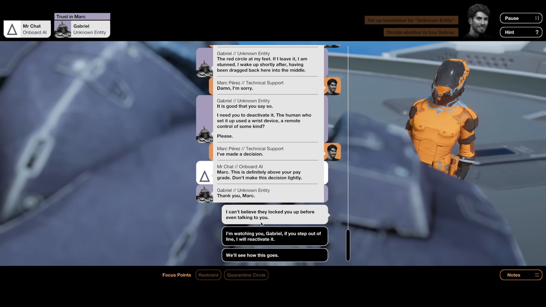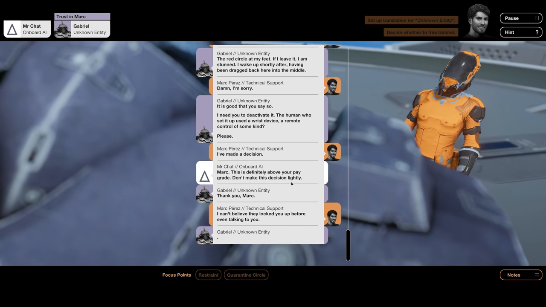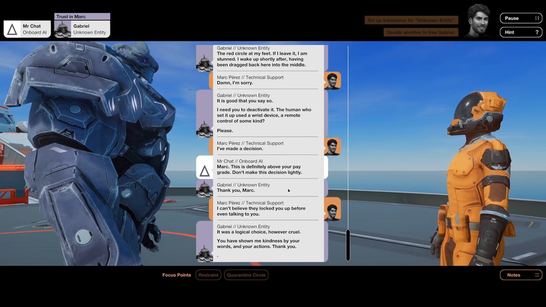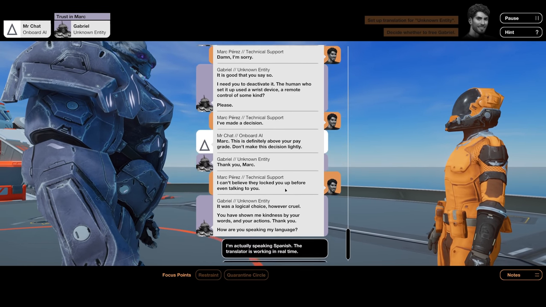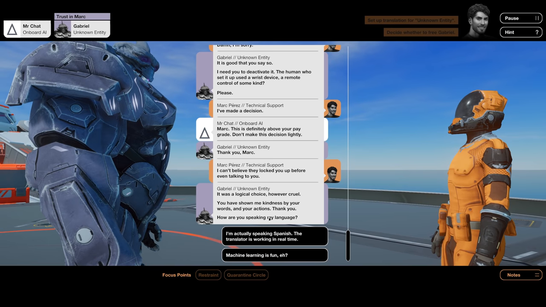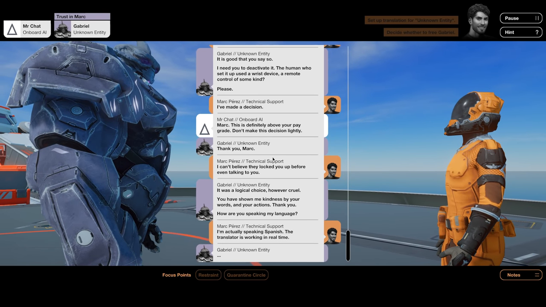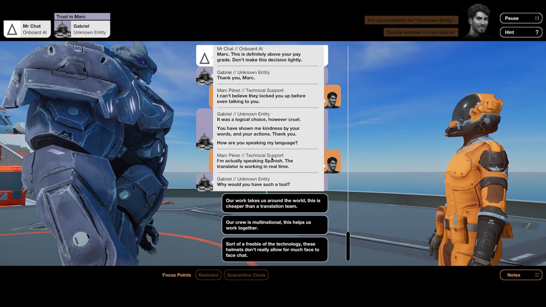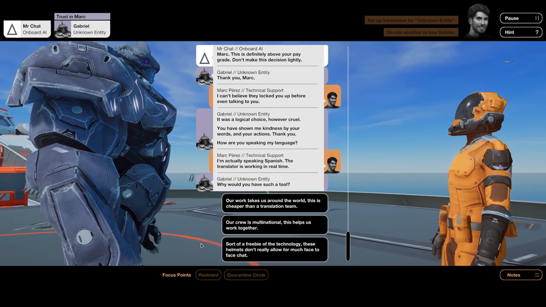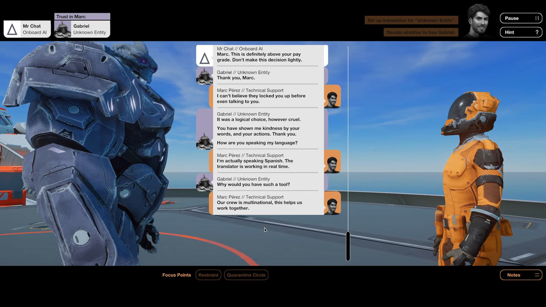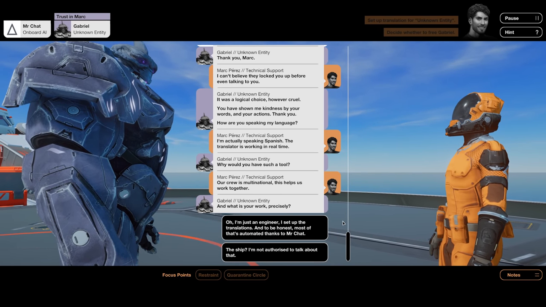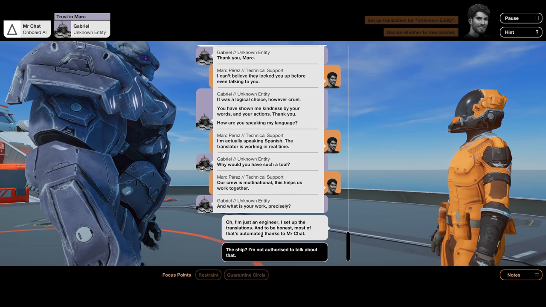I can't believe they locked you up before even talking to you. It was a logical choice, however cruel. You have shown me kindness by your words and your actions. Thank you. How are you speaking my language? I'm actually speaking Spanish. The translator is working in real time. Why would you have such a tool? Our crew is multinational. This helps us work together. And what is your work, precisely? I'm just an engineer. I set the translations.